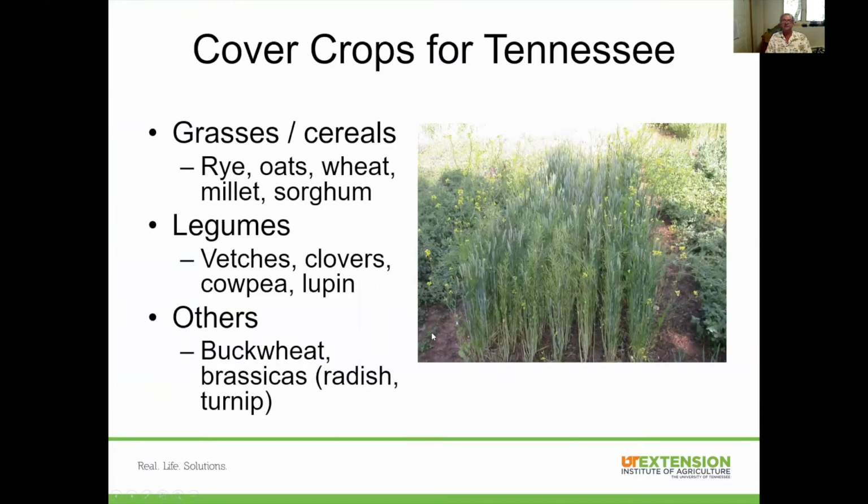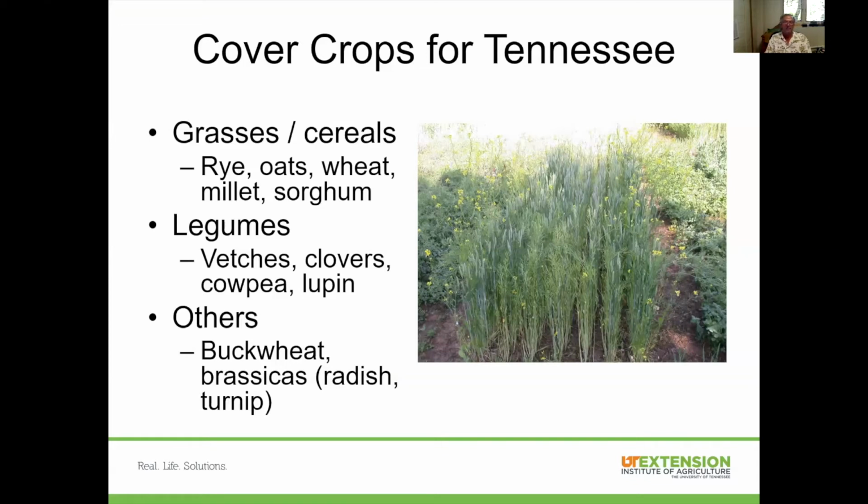So when we talk about cover crops for Tennessee, what are they? They are basically annuals that we're going to be planting either in the wintertime or interseeded into summer crops. Break them down into grasses or cereals: rye or cereal rye, oats, wheat, millet, and sorghum are common. Obviously, the rye, oats, and wheat are winter; the millet and the sorghum would be summer. For leguminous crops, we've had lots of success with vetches, especially hairy vetch. Clovers, especially crimson clover, are our go-to leguminous cover crops for winter. And for summer annual cover crops, cowpeas and lupins are options.